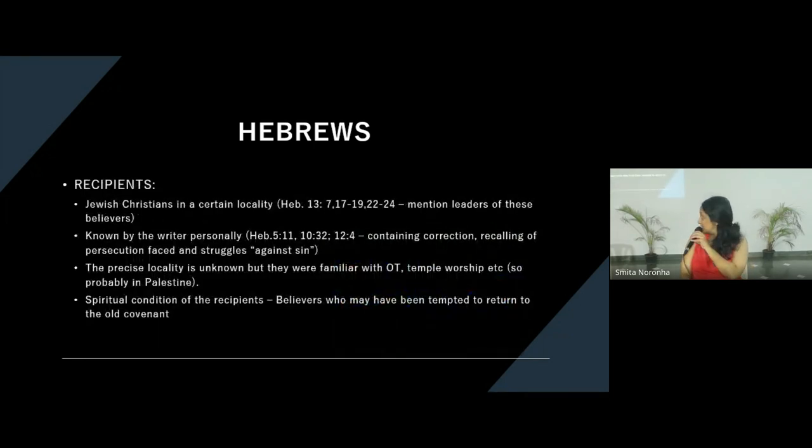The recipients, we know they're Jewish Christians, because there's so much mention of the Old Testament and no attempt on the writer's part to explain any of those things. It seems that he's writing to people who are very familiar with Old Testament practices.